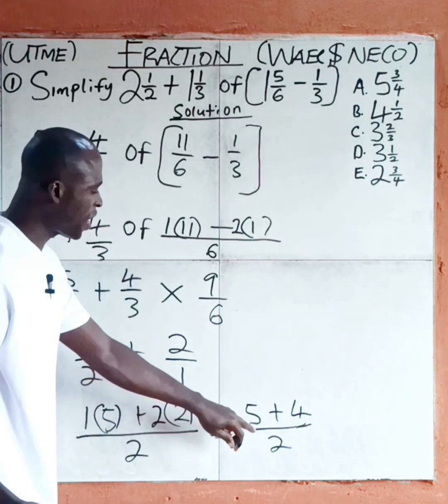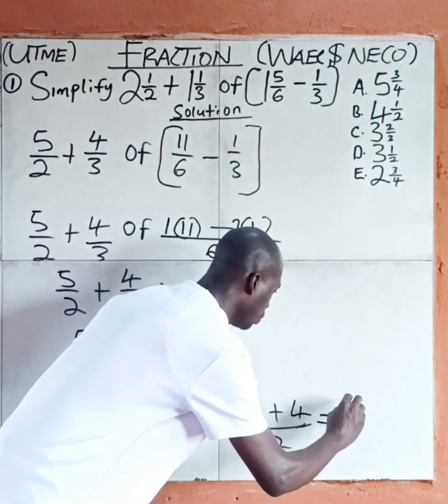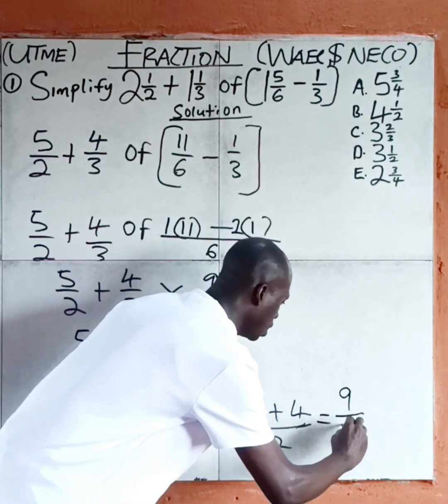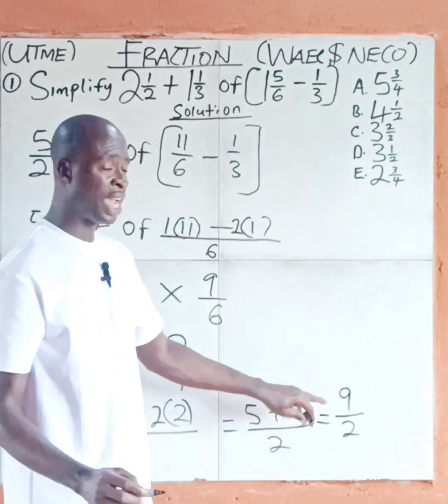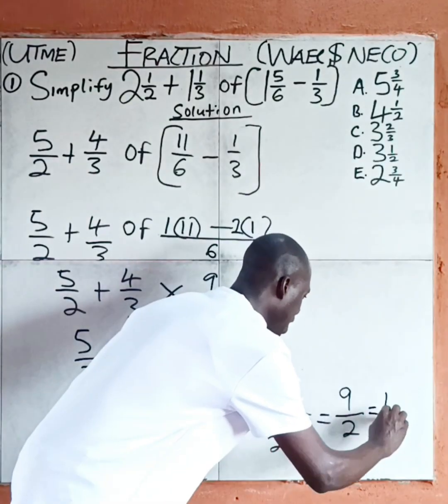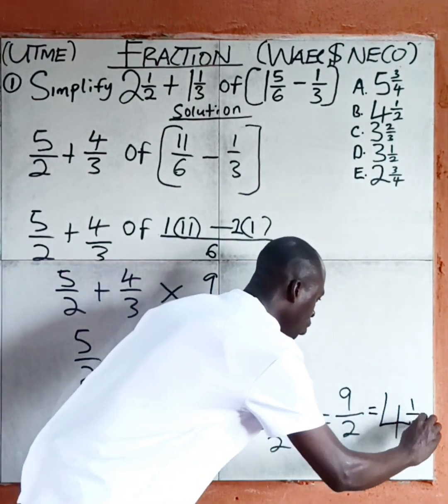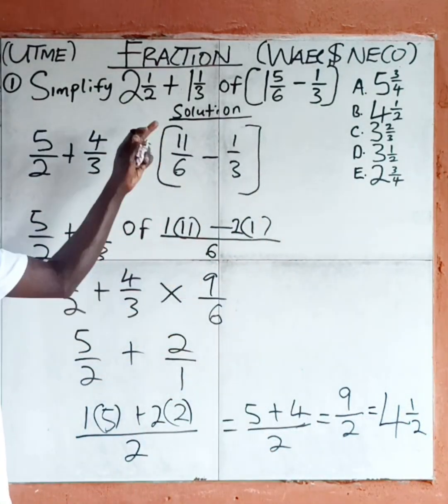So the next thing becomes 5 plus 4, which will automatically give us 9 over 2. So we're going to divide this 9 by the 2. If 2 should go into 9, our final answer becomes 4 whole number 1 over 2. And this is the solution to question number 1.